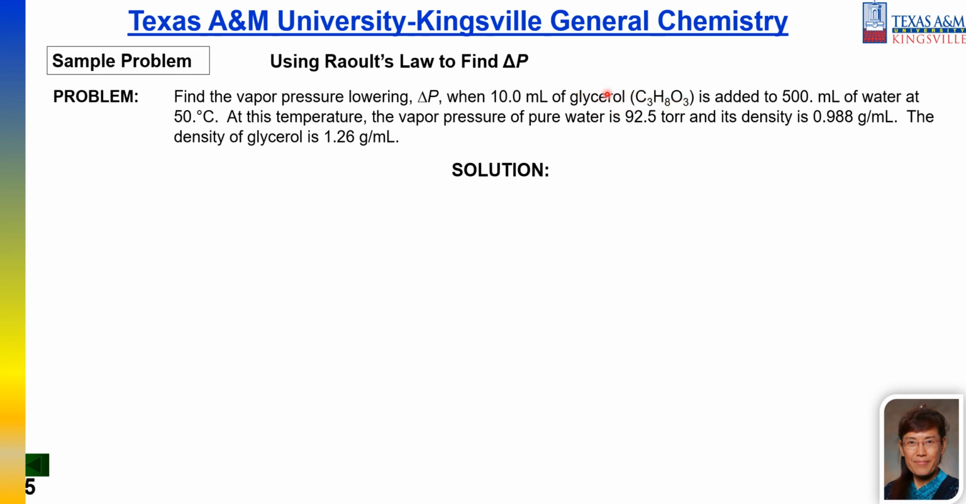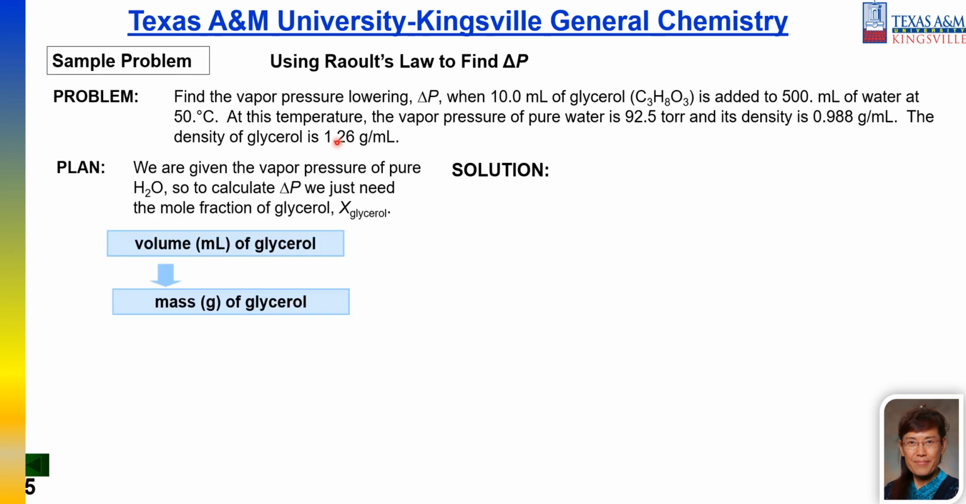C3H8O3, which you dissolve in 500 milliliters of water. This experiment has been carried out at 50 Celsius. At this temperature, the vapor pressure of water is determined to be 92.5 torr. The density of water is 0.988 grams per milliliter. At this 50 Celsius, the glycerol density is 1.26 grams per milliliter.